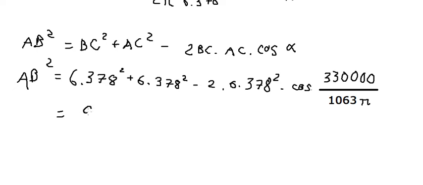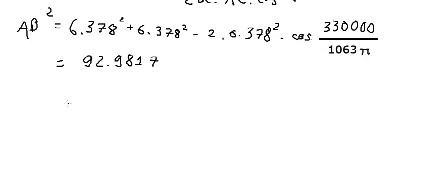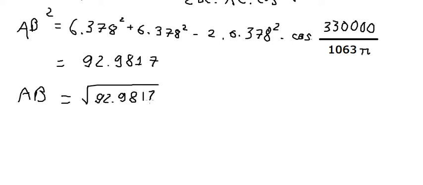This one you got about 92.9817. So we put the square root in both sides. We got AP equals the square root of this number in here, and this is approximately 9.6427.